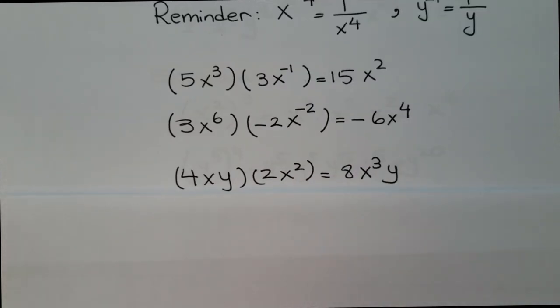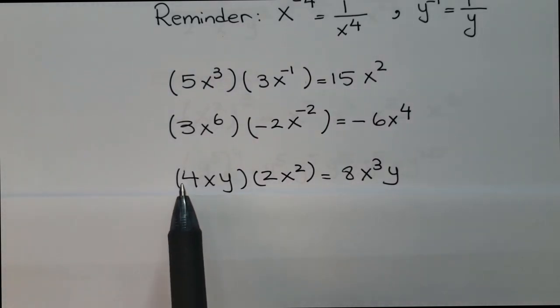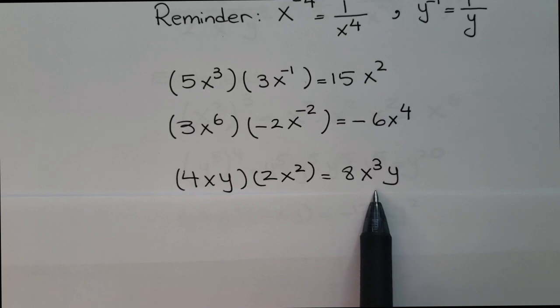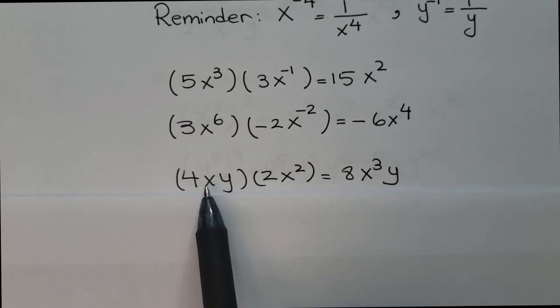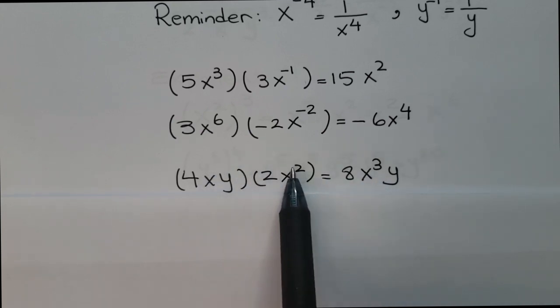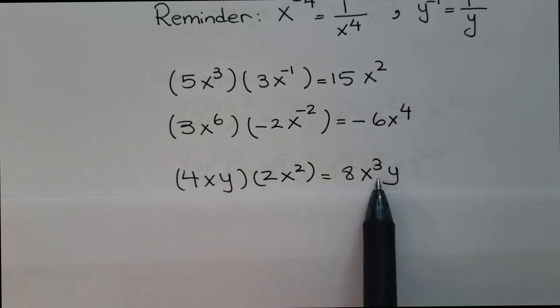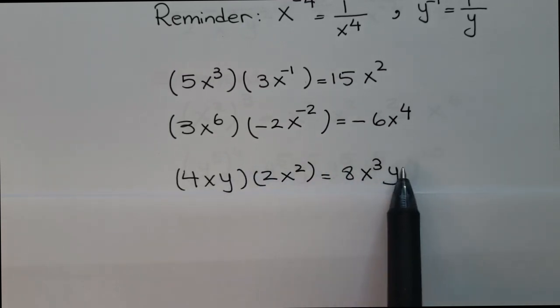Another example, 4 times x times y, the first bracket, multiplied by 2x squared. So here once more, we multiply 4 by 2, which is 8. And then here we have a combination of two letters. So I consider each letter separately, x and x squared. I write down the base, I add the exponents, 1 and 2 is 3. Here I have the base y, but the exponent, it's 1.